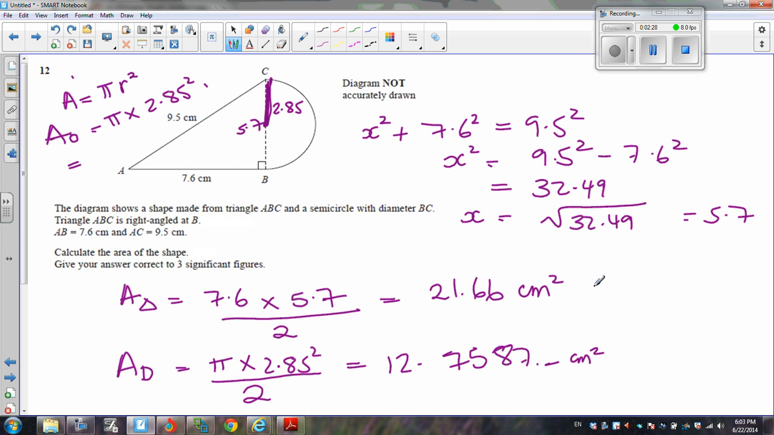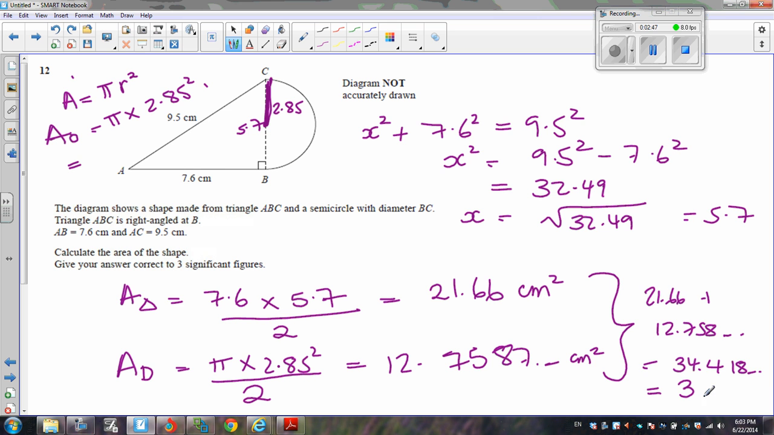If we now want the area of the whole shape, we're going to add these two together. So we're going to do 21.66 plus the 12.758 and so on. That comes out as 34.418 and so on. Always write an accurate answer first. If we then round that correctly to 3 significant figures, it's 34.4 centimetres squared.